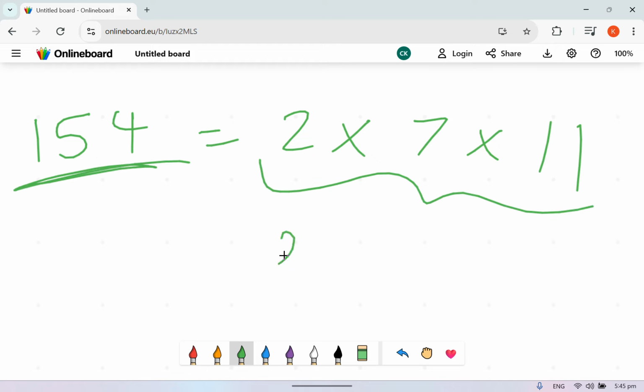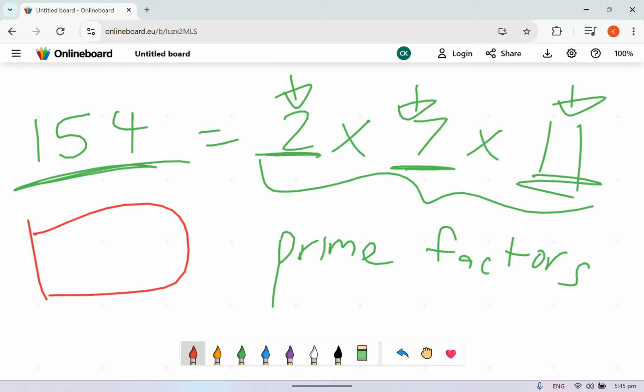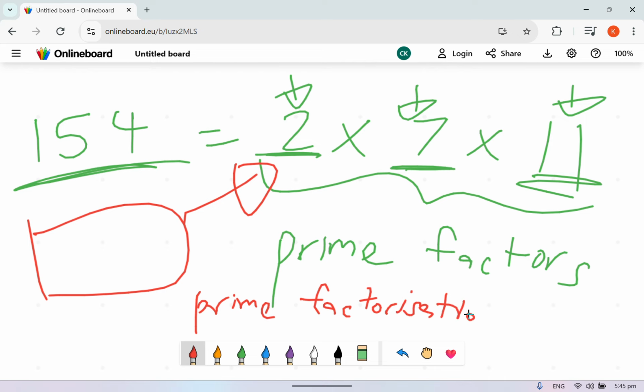These are all prime factors because we know that each of these are factors, and they're all prime. That's why we call them prime factors. In 154, there are only these 3 primes that, when multiplied together, give you 154. So today we'll be learning how to take a random number and, not instantly, but by working it out, express it as a product of prime numbers. This process is called prime factorization.